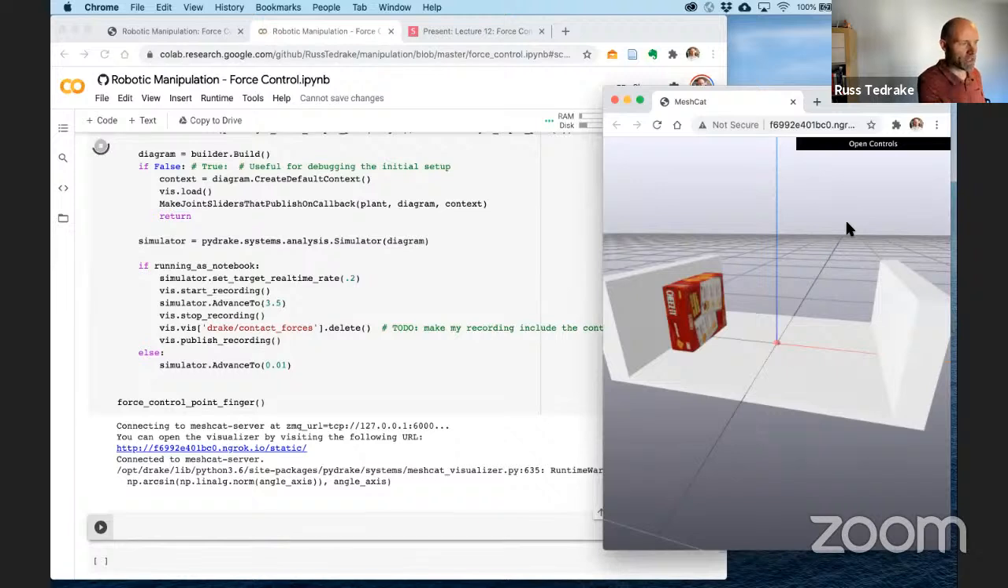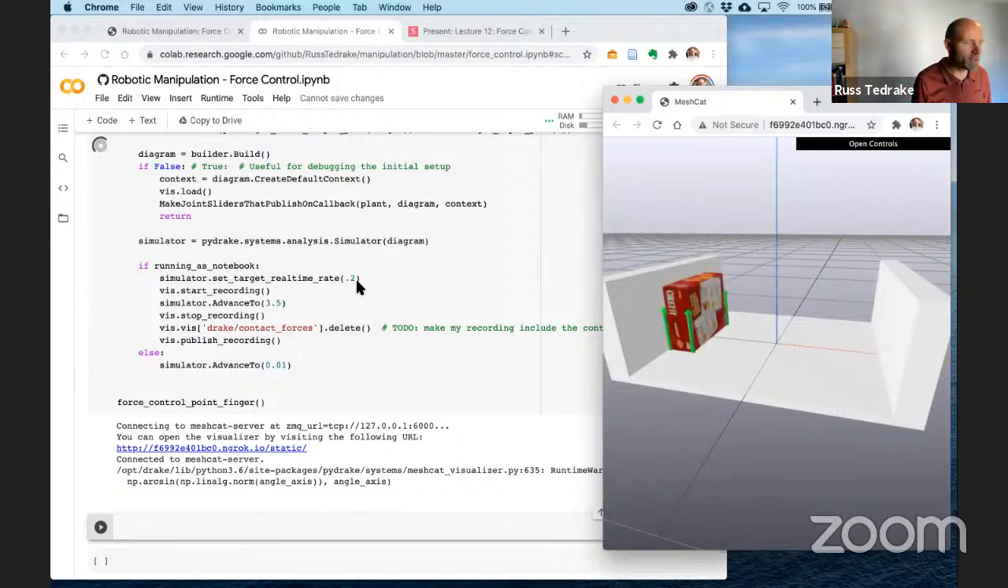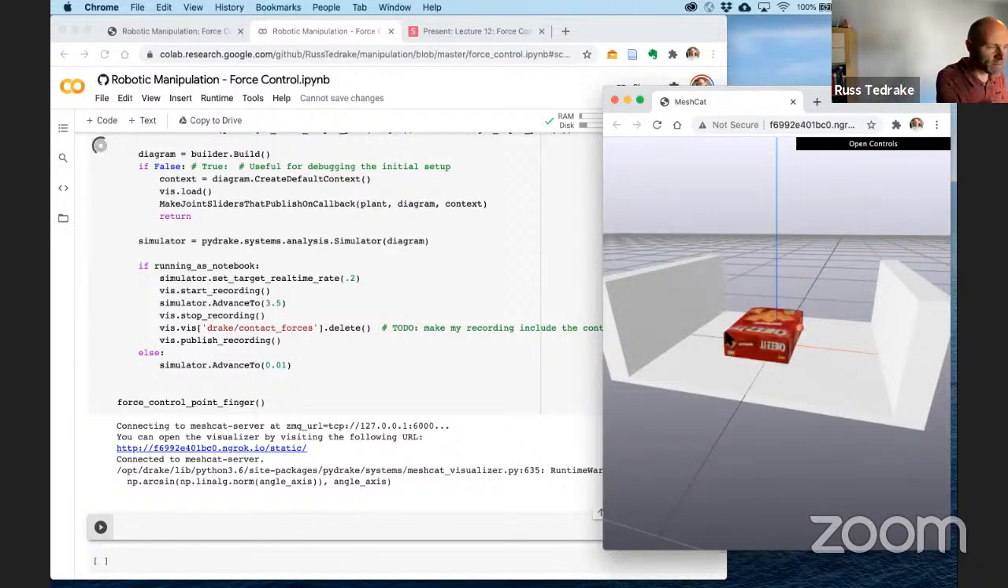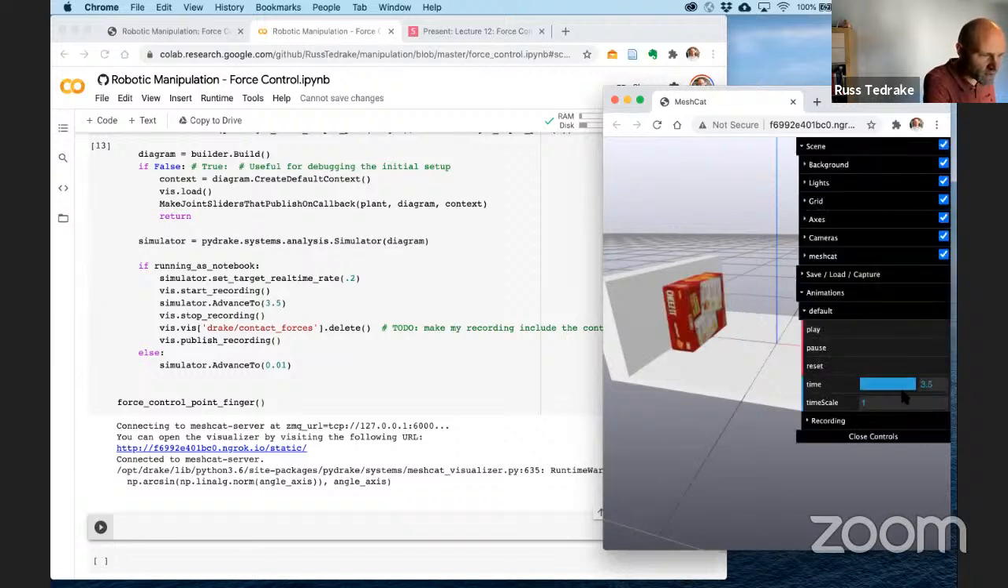And I actually have it play at a comically slow speed, just so you can watch the force balance as it goes. There we go. Okay, here we go, watch. Whoa. Even that was too fast. But unfortunately the forces don't get stored in my recording yet, but you can watch it happen.